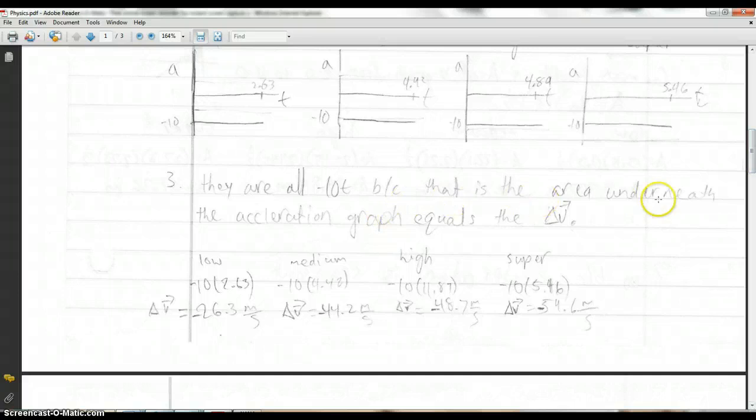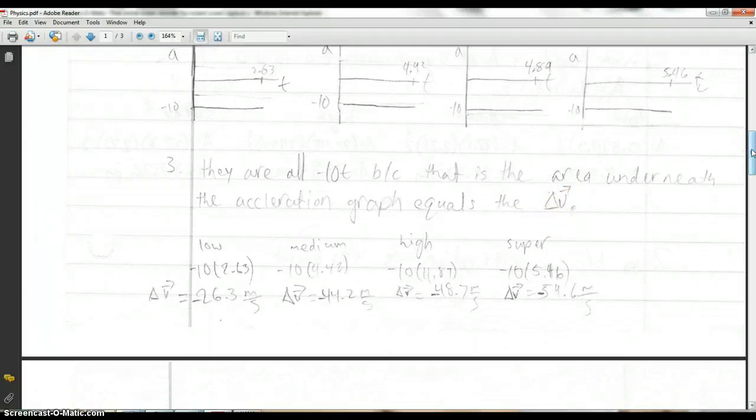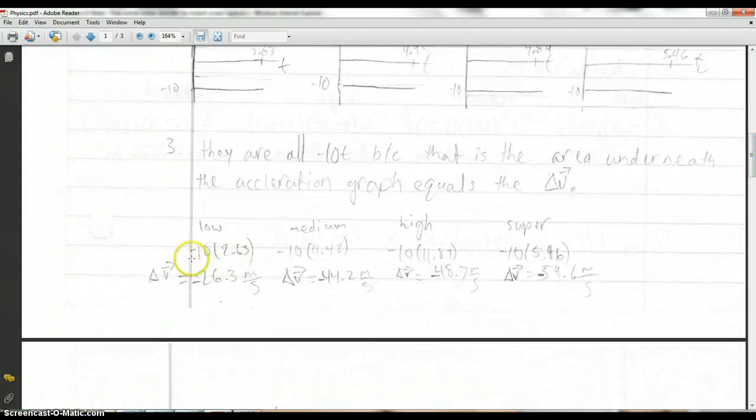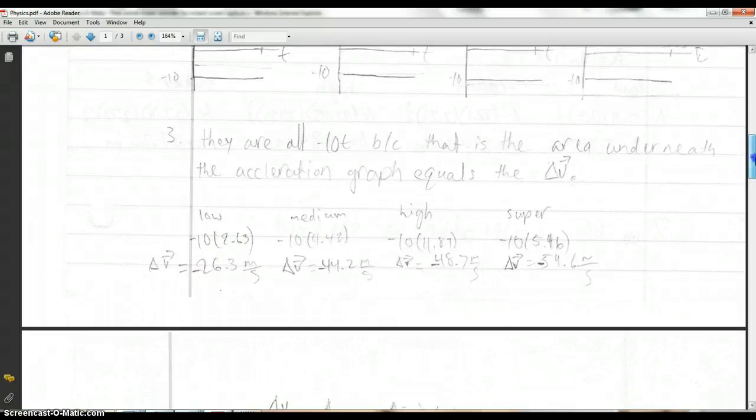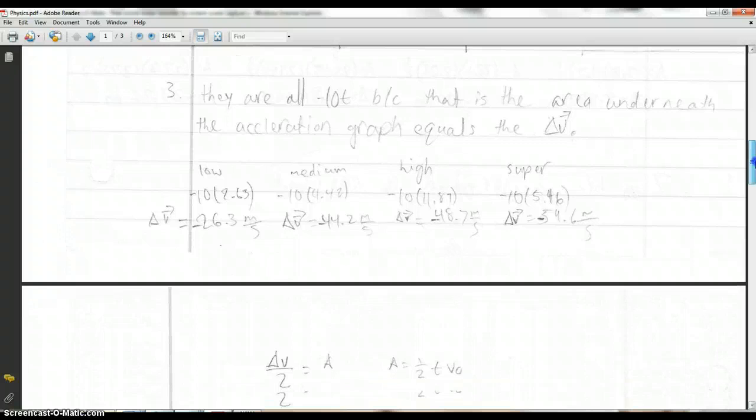And because that is the area underneath the acceleration graph, that equals change in velocity. So I plugged in the times that they hit the ground. So for the low, it's 2.63 and so forth and so forth. So here are the change in velocities I got. I'm not going to tell you all the numbers. You can see them. Plus, I'm just trying to get the math mindset behind it, right?